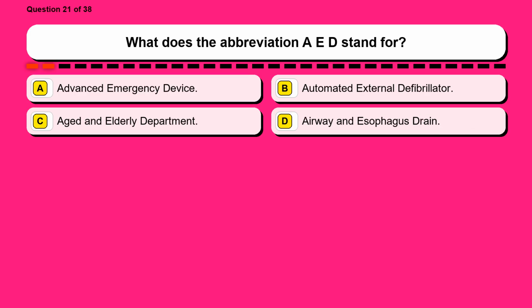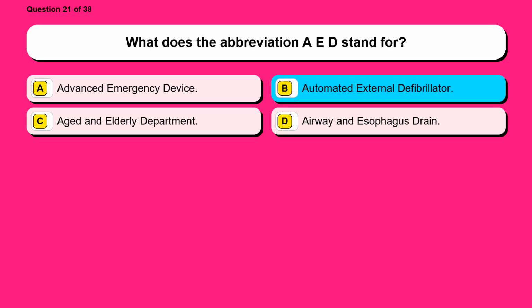Question 21. What does the abbreviation AED stand for? Option A. Advanced Emergency Device. Option B. Automated External Defibrillator. Option C. Aged and Elderly Department. Option D. Airway and Esophagus Drain.